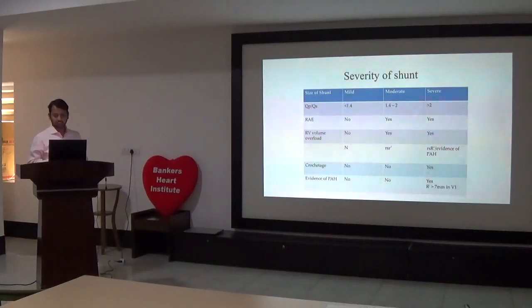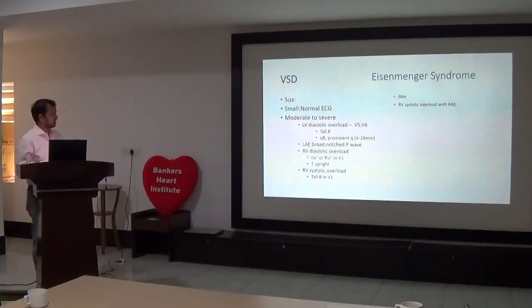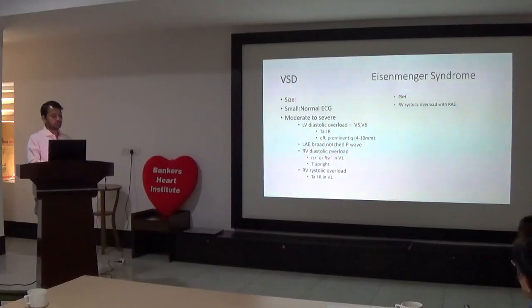So considering the severity of shunts, when the Qp by Qs ratio is more than 2, we can see it is more severe, and in this condition we can get severe right axis deviation, RV overload pattern, and evidence of RSH or PAH can be there. Crochetage sign can be there in severe shunt, and evidence of PAH, that is R wave in V1 more than 7 mm.